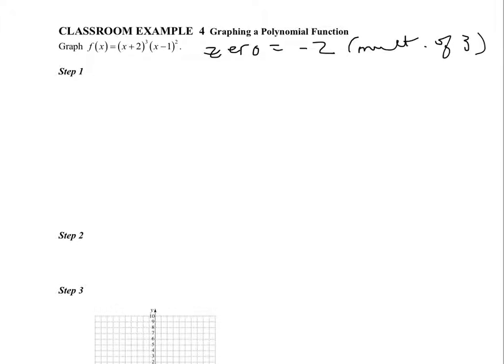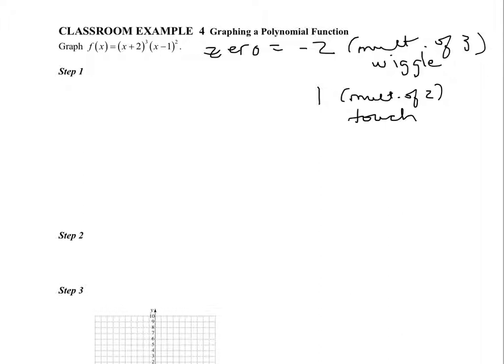What does that tell me about the behavior at the 0? Well, that's an odd multiplicity. That's going to be a wiggle as it goes through. I'm going to have to think about that concavity issue. Now, I also have a 0 at positive 1, because if I set x minus 1 equal to 0 and solve, I'll get x equals positive 1. And that has an exponent of 2, so that tells me it has multiplicity of 2. Therefore, it would be a touch or a bounce when it gets to the x-axis.